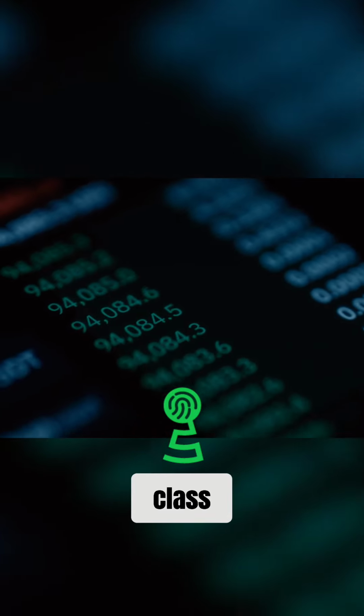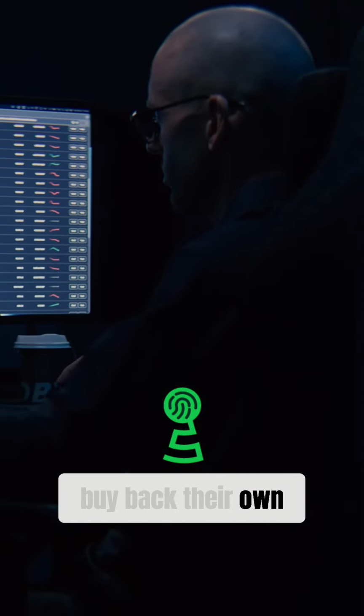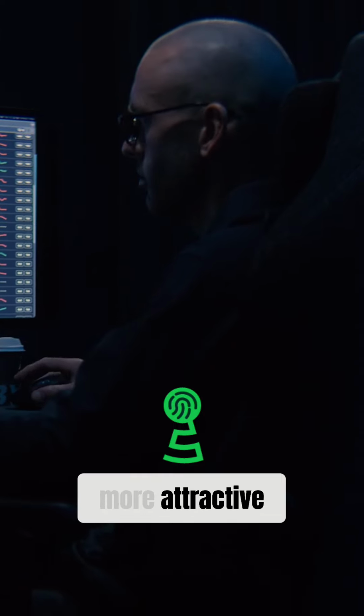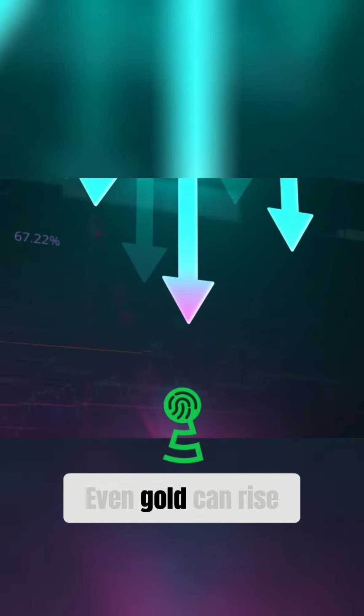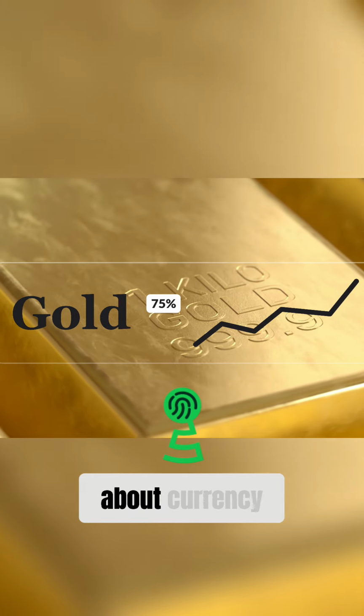Every major asset class reacts to these interventions. Companies borrow cheaply to buy back their own shares, pushing up stock prices. Real estate becomes more attractive as mortgage rates drop. Even gold can rise, not because it pays interest, but because investors worry about currency debasement.